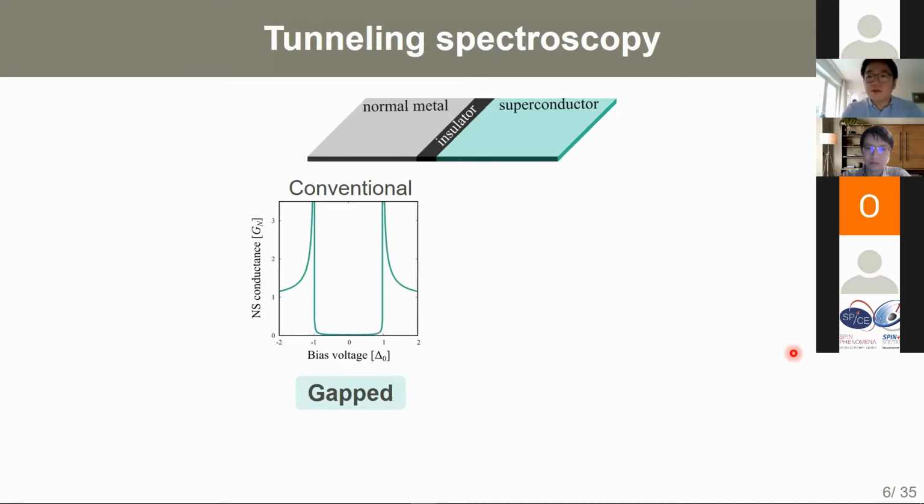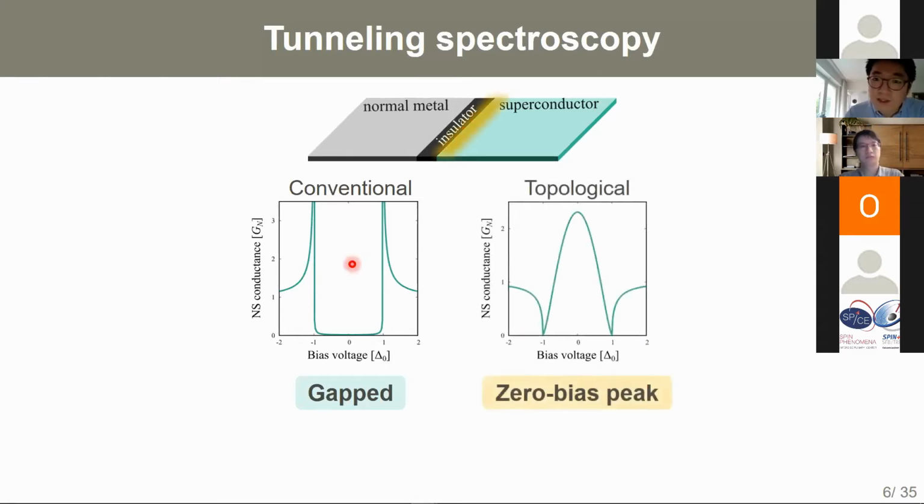The most commonly used and most practical method for measuring the topological edge states is tunneling spectroscopy in normal metal and superconductor junctions. When we consider a conventional, non-topological superconductor, the conductance spectrum shows a gap structure like this, reflecting the presence of the superconducting gap. But when we replace the conventional superconductor with a topologically non-trivial one, we get a zero bias peak structure. This peak implies that the topological edge state appearing at the junction interface enhances the low energy transport.